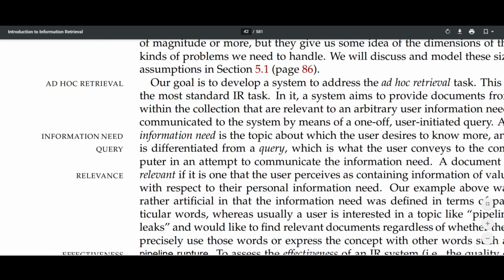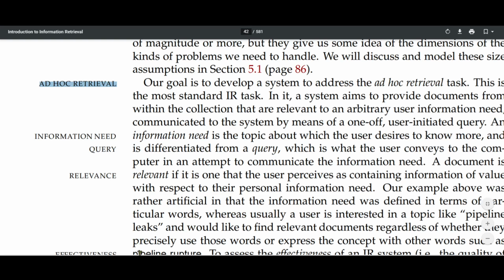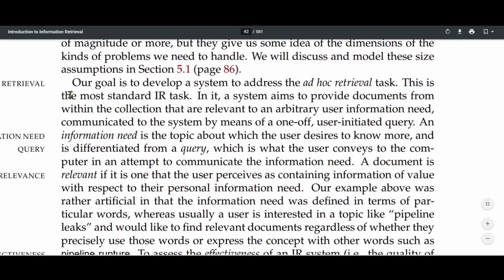So here ad hoc retrieval is defined. This is the most standard IR task. This is a particular term in information retrieval literature. In it, we provide a query and we communicate to the system the user information need through this query. Then the system provides documents from the collection that are relevant to that need. And our goal is to develop a system to address this task, the ad hoc retrieval task.